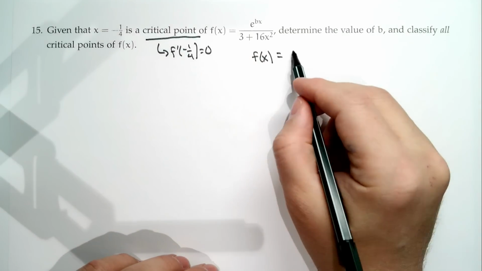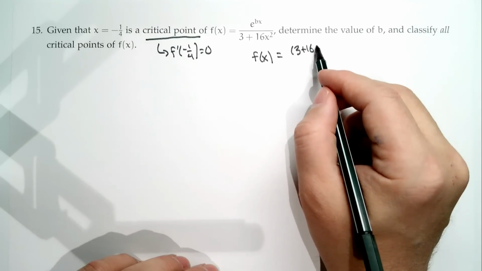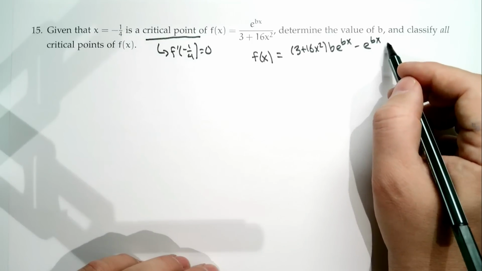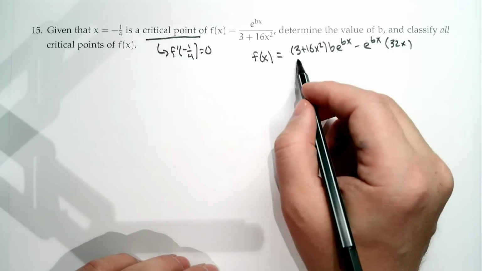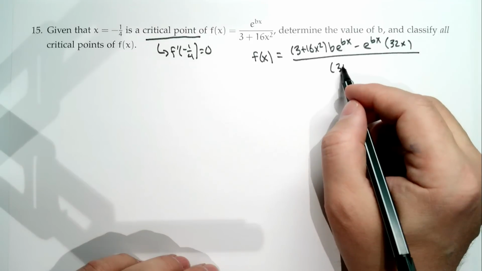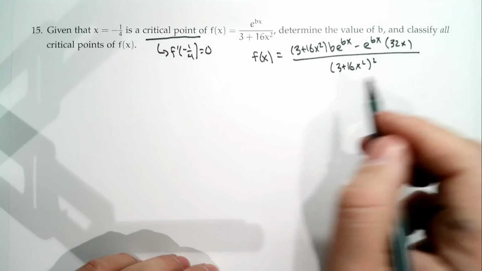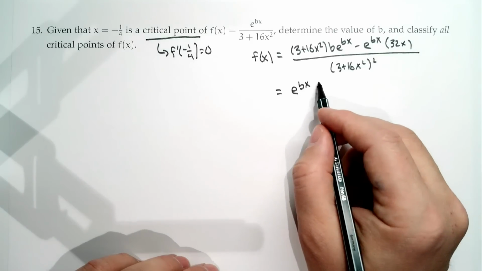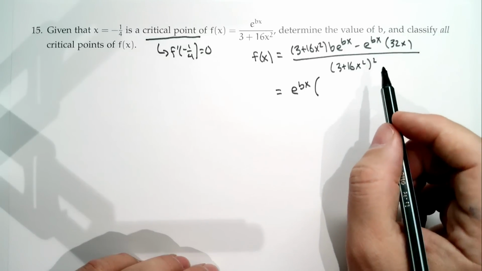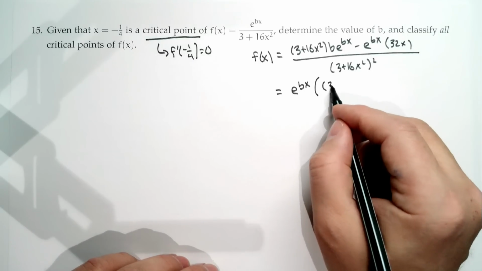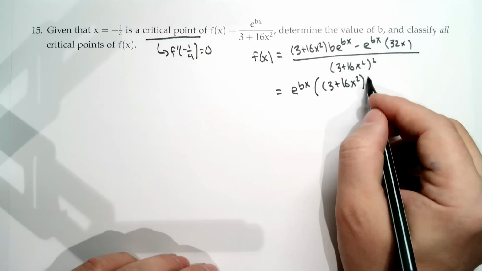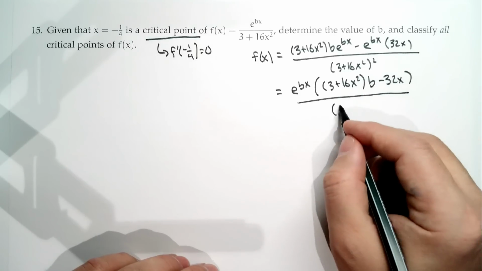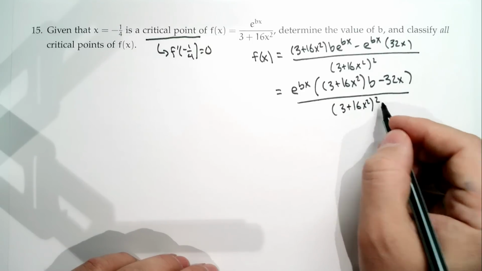So we're going to take the bottom times the derivative of the top, minus the top times the derivative of the bottom, all divided by the bottom part squared. And you can do a couple of things. You can pull out your e to the bx, and then if you pull that out, what are you left with? Well, you're left with 3 plus 16x squared times b minus 32x. Then you're going to divide that by 3 plus 16x squared squared.